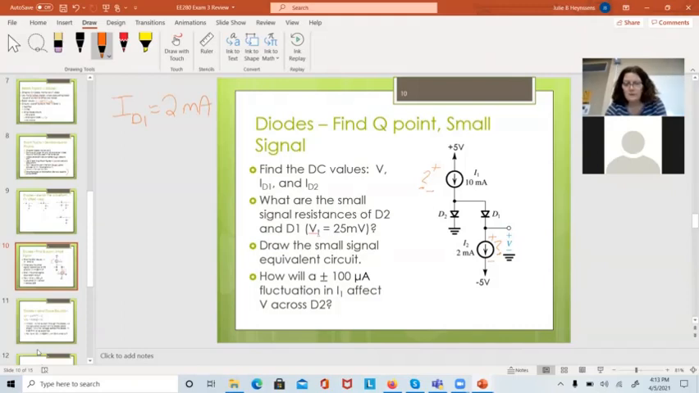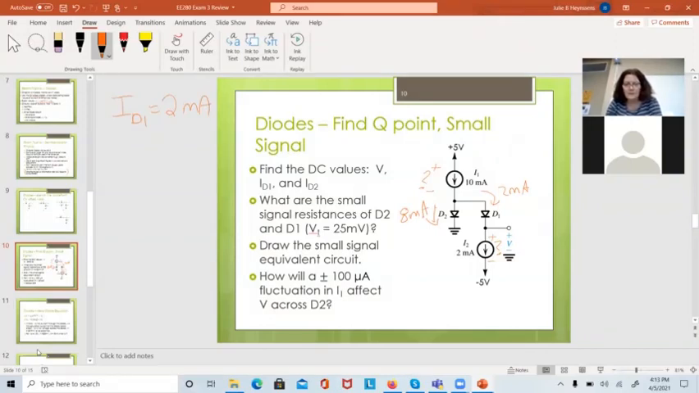Oh, I can even do this one over here. I can use KCL. Let's just go straight to KCL. The current going through here is 2 milliamps. The current coming in is 10 milliamps. So the current going out has to be 8 milliamps. And that's just an application of KCL. So we got our currents pretty easily.